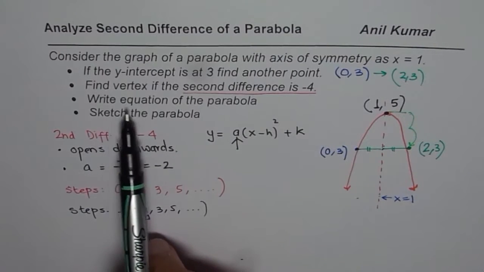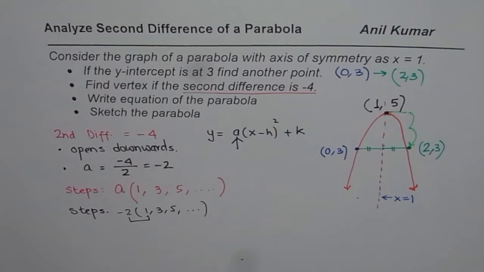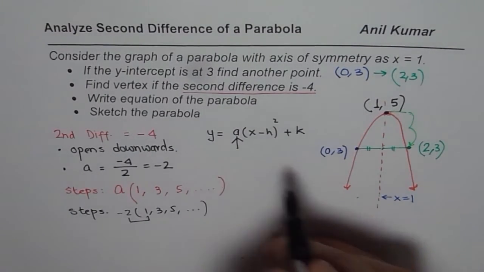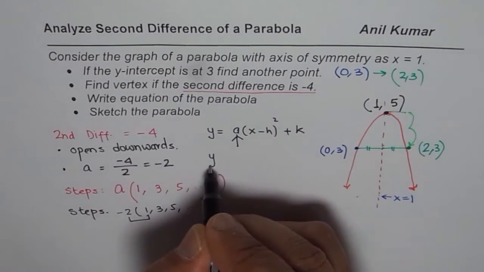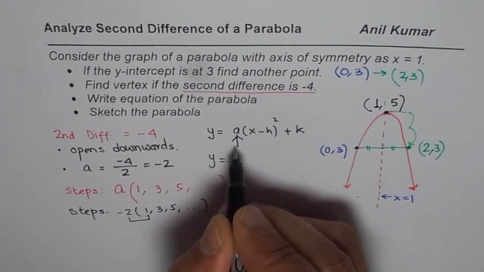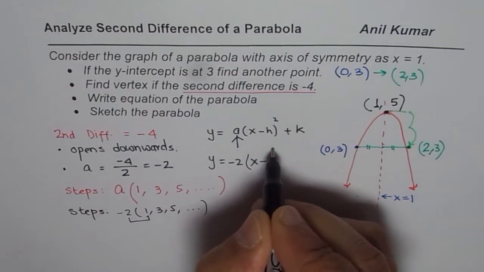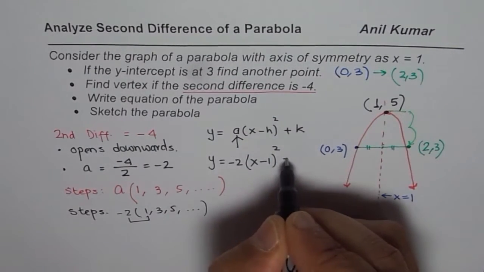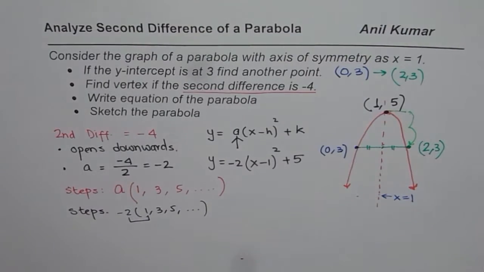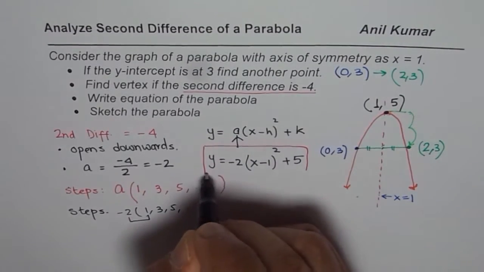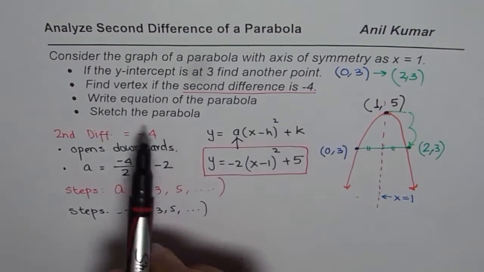Now, write the equation of the parabola. We can easily write it now, as we know what a is and we know what the vertex is. So the equation of the parabola is y equals minus 2, the value of a, times (x minus h)^2, where h, the axis of symmetry, is 1, plus k, which is 5. So that is how you get the equation of the parabola. Do you get the concept? It is an extremely important concept.